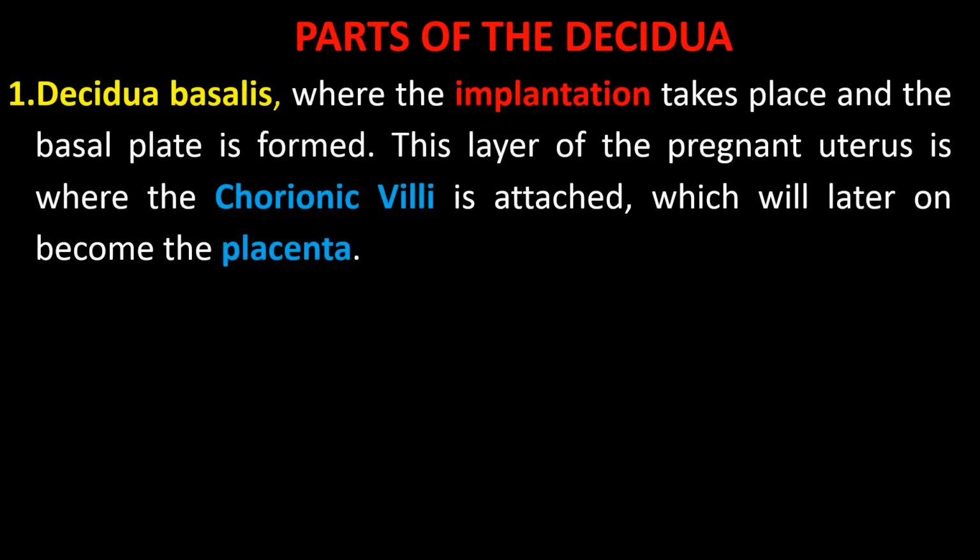Number one is what we call decidua basalis. This is where the implantation takes place and the basal plate is formed. This layer of the pregnant uterus is where the chorionic villi are attached. These chorionic villi are hair-like structures that connect to the decidua, or the lining of the uterus. And your chorionic villi will become the placenta.